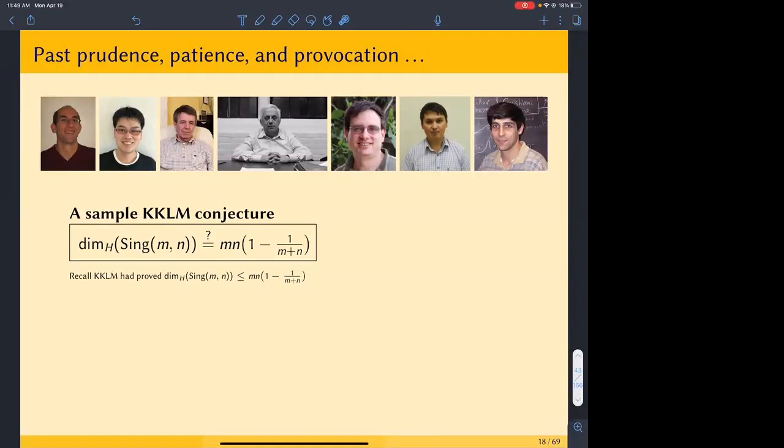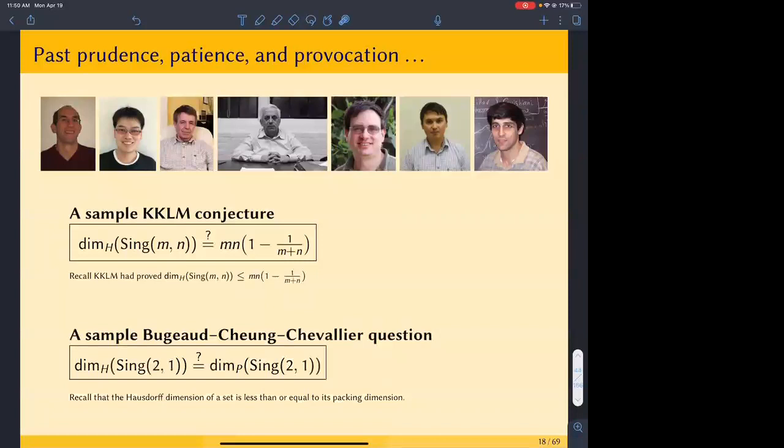Okay, so here they are. This is KKLM, and this is CC. And this is a picture of Jean Bourgain, who joined CC. Here are two questions among several that were posed by these authors. Here's one of the conjectures from KKLM's paper. They proved the upper bound, and they actually conjectured that their upper bound was sharp, but they had no way of showing that it was equal. Certainly, if they did, I think all of us in this room respect these authors quite immensely, it would not be left as a question.